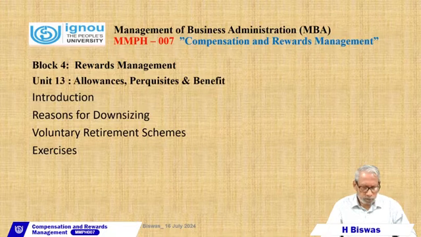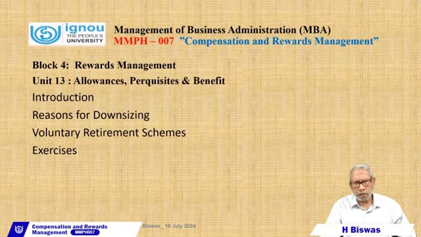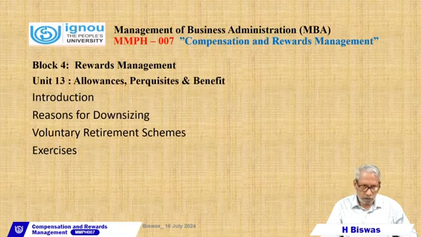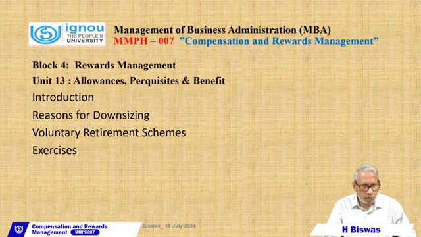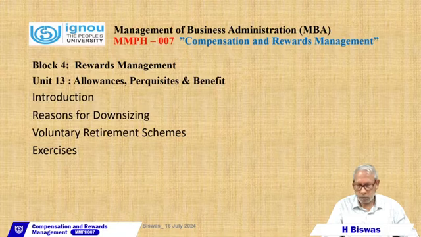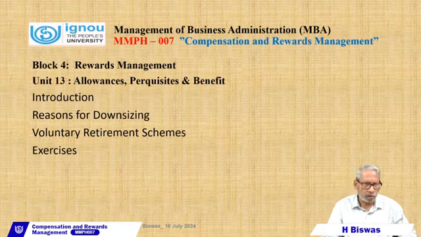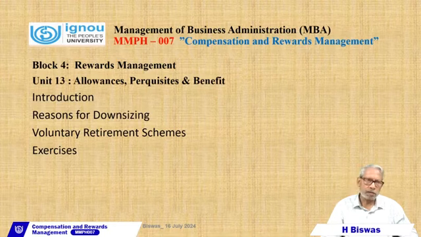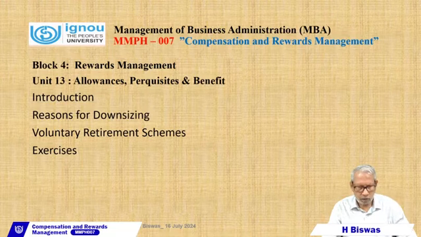Now you have to see the reasons for downsizing. Downsizing is basically due to structural changes required, a changing environment, changing technology, and ownership changes through mergers, acquisitions, franchises, and joint ventures. Because of ownership changes, the downsizing part is coming. Then business process re-engineering is also a reason.